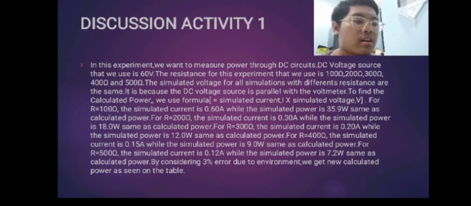For R equal to 300, the simulated current is 0.20 ampere while the simulated power is 12 watt. For R equal to 400, the simulated current is 0.15 ampere while the simulated power is 9 watt. For R equal to 500 ohm, the simulated current is 0.12 ampere while the simulated power is 7.2 watt. By considering 3% error due to environment, we get new calculated power as seen on the table.